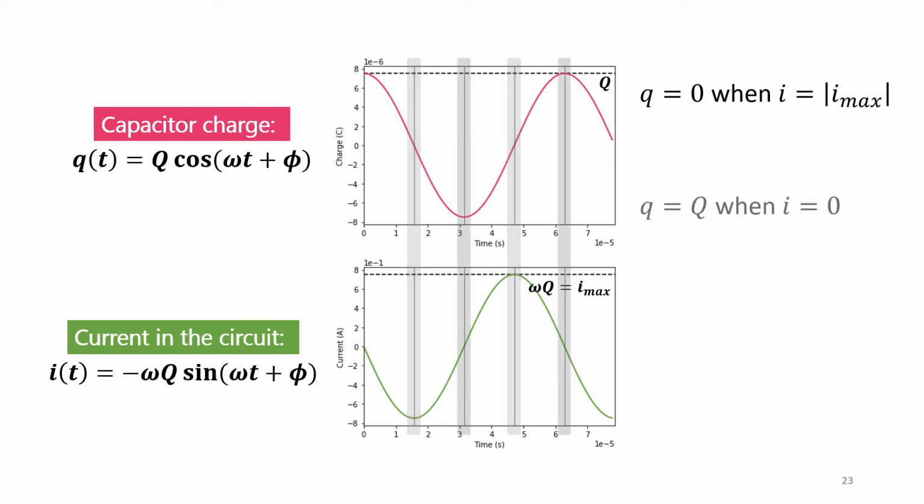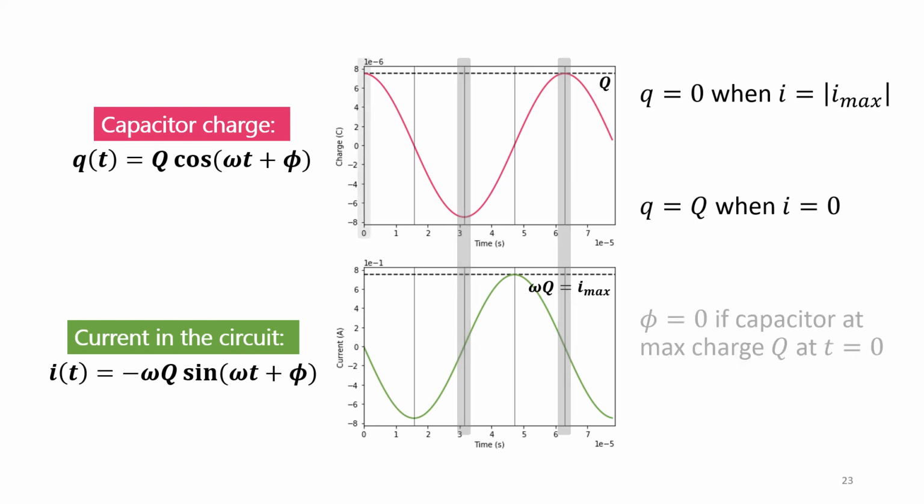Conversely, current stops flowing when the capacitor is fully charged. We can also observe this interplay between dynamical variables in spring mass systems. The block moves fastest when the spring is completely unstretched, and it stops moving when the spring is maximally stretched. This relationship is elegantly described by sine and cosine functions, with one being 0 while the other one is at maximum value, or maximum amplitude.